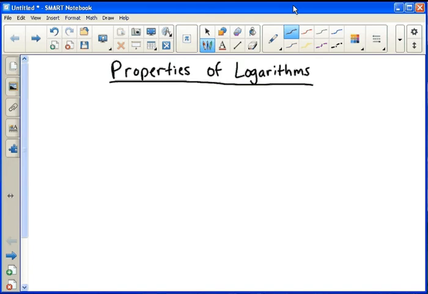Today we're going to talk about the properties of logarithms. We're going to look at three different properties and explain how they're used to rewrite logarithms. The first one is called the product rule.